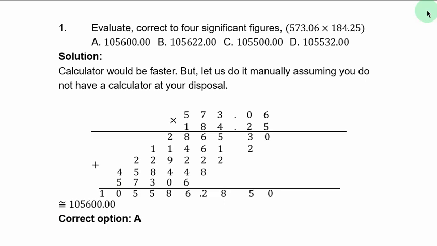Question 1. Evaluate correct to 4SF 573.06 times 184.25. Solution. Calculator would be faster, but let us do it manually, assuming you do not have a calculator at your disposal.